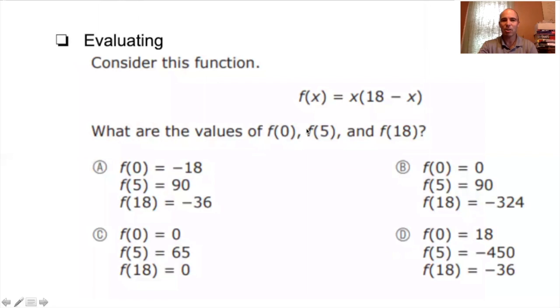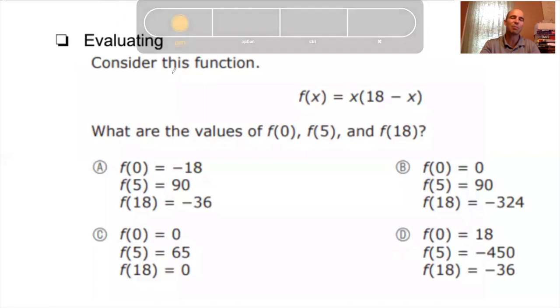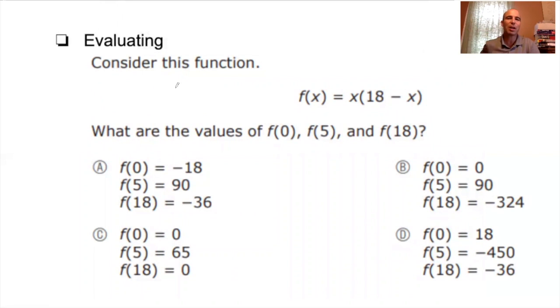All right, so consider this function. Another real MCAS question here. I don't know, this was on your practice MCAS or something published by the MCAS test makers, but official MCAS question here. What are the values f of 0, f of 5, f of 18? I understand how this could be an intimidating question, but all it's saying is, well, what happens if you plug in 0 for X? So if I make this 0 and this 0, I get basically 0 times 18.